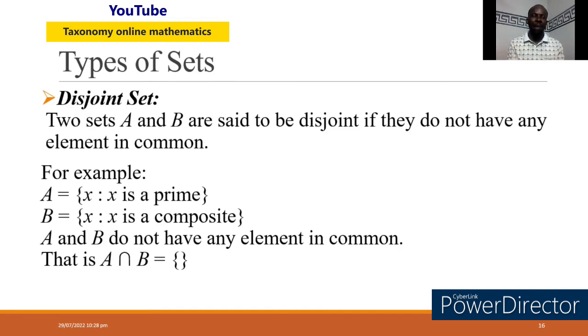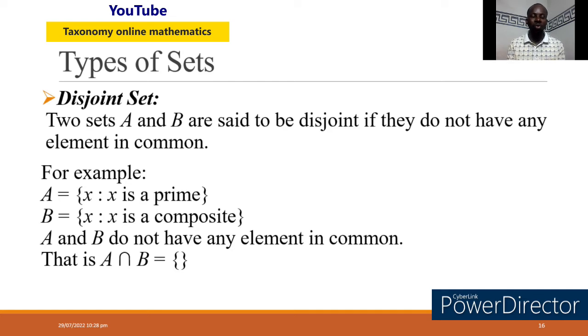Then the types of sets continue, as in disjoint sets. Disjoint sets are 2 sets that have no element in common. So 2 sets are said to be disjoint if they do not have any element in common. If their elements are different, then we call it a disjoint set. For example, set A is a set of prime numbers and set B is a set of composite numbers.